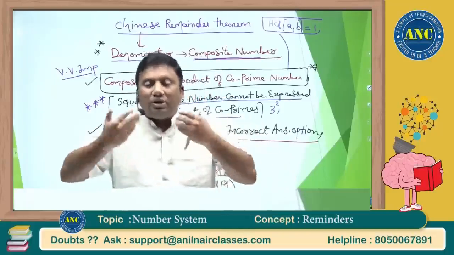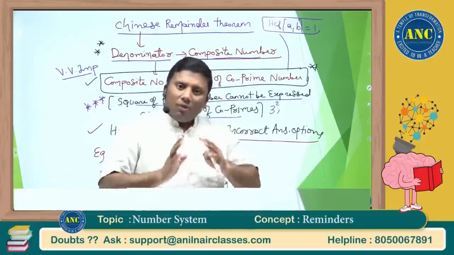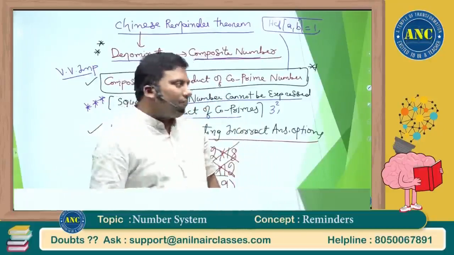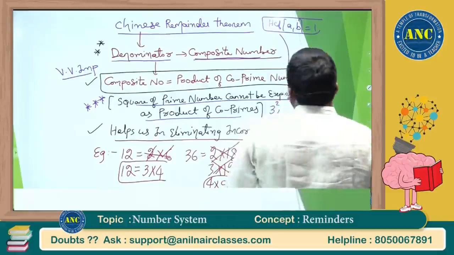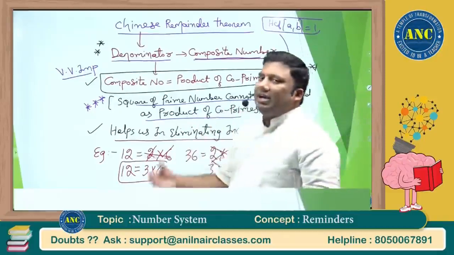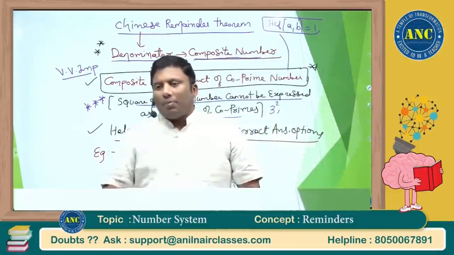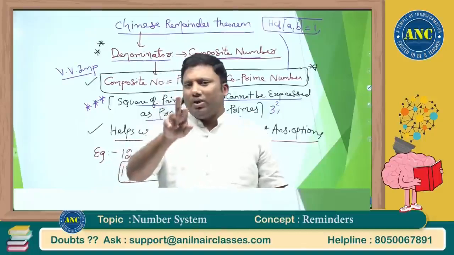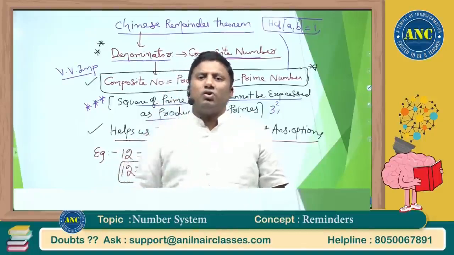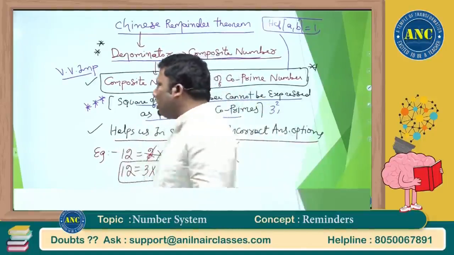10 is nothing but 2 into 5. I hope the idea is clear. Suppose you see here, in how many ways can you write 8 as a product of two coprimes? 1 into 8, and the next one is 2 into 4. Even that is not possible.